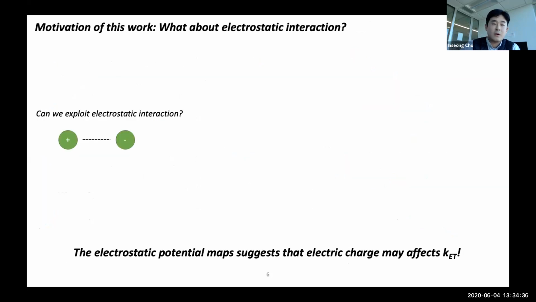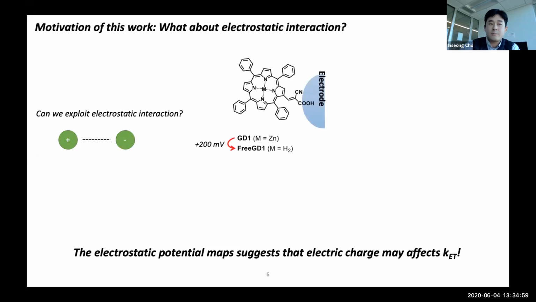We can think about other molecular interactions because it's a very intriguing topic to enhance electron transfer rate. So we came up with electrostatic interaction because it is quite often used to make better coupling in electron transfer systems. We came up with porphyrin because, first of all, it is quite often attached to the electrode surface and acts as a redox active molecule.